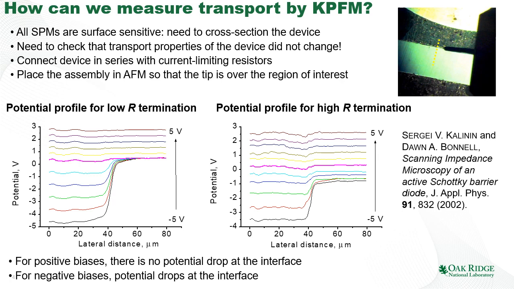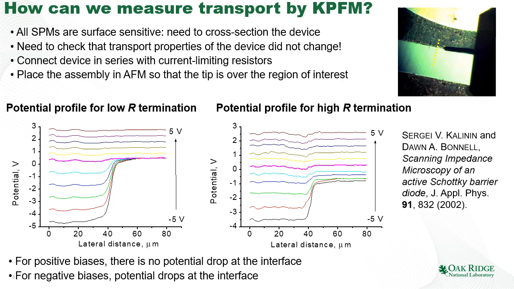Now, the Kelvin probe and all other SPMs are surface sensitive, so we cannot magically look inside the packaged device. We actually need to cross-section it. So we can polish it off, and then we need to check that the transport properties did not change much. The next step is to put this device under the microscope so we can scan the area of interest. And this is the example. This is a cross-section Schottky diode. This is the silicon. This is the current collector.